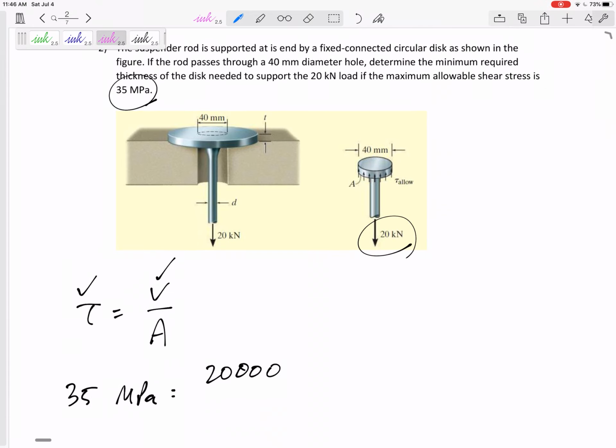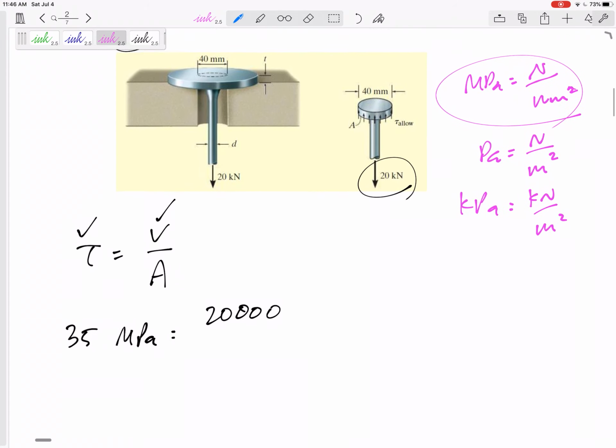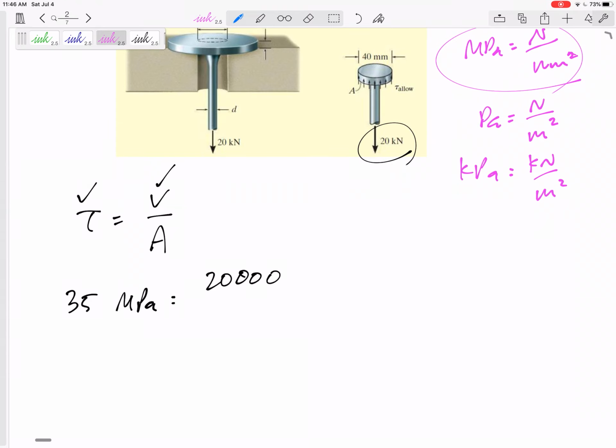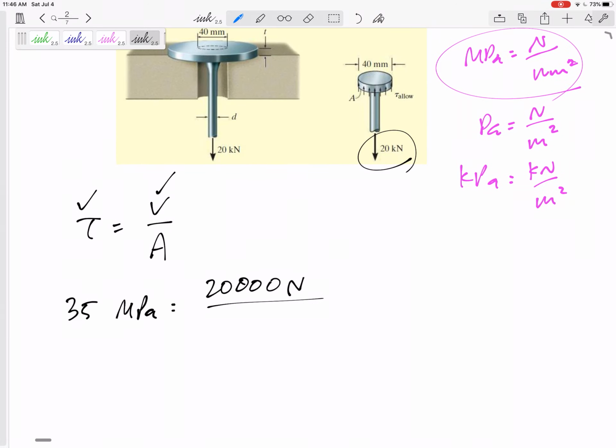Here's a side note, what I like to do. MPa is Newton over millimeter squared, and that's how I do most of my stress equations. Pa is Newton over meter squared. I guess kPa would be kilonewton over meter squared, but a lot of times everything's in millimeters, and most stresses are in the MPa range. So I've got MPa on the left hand side, I'm going to have newtons on the numerator and millimeters squared on the denominator.